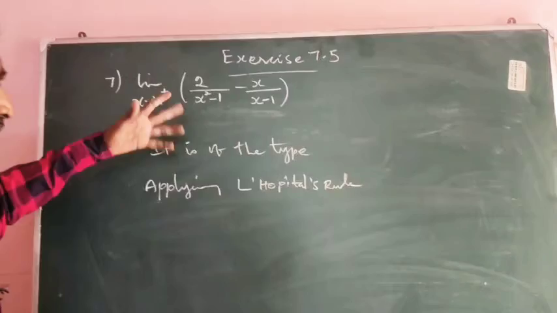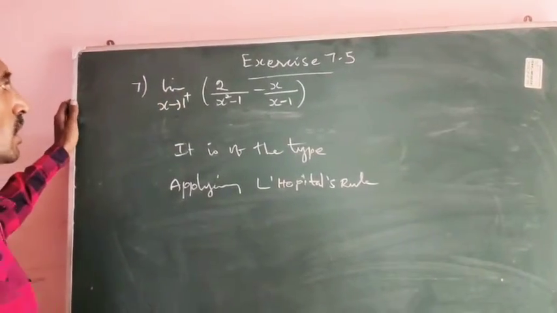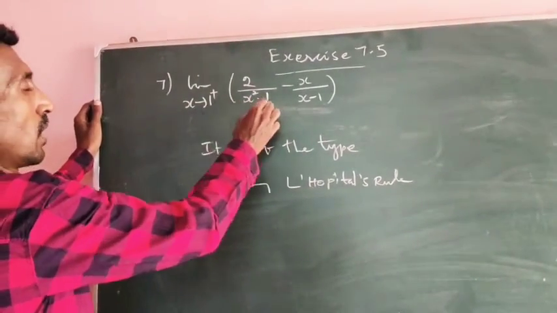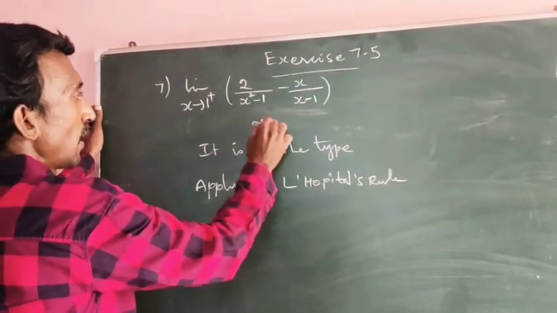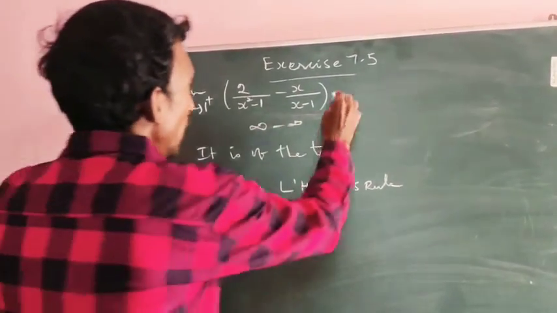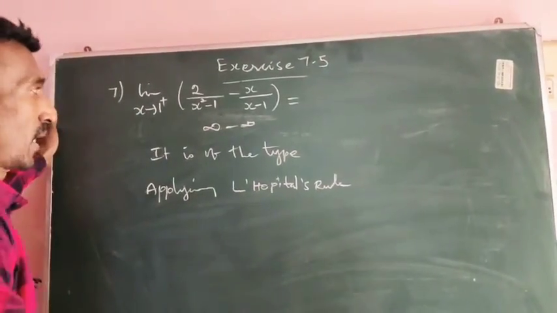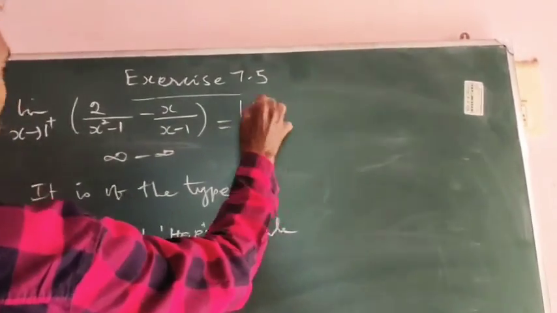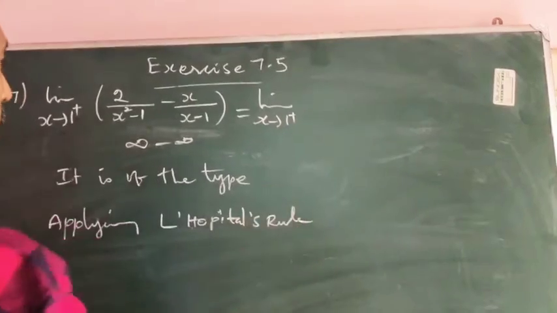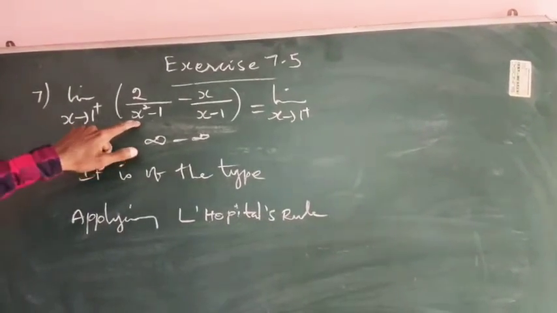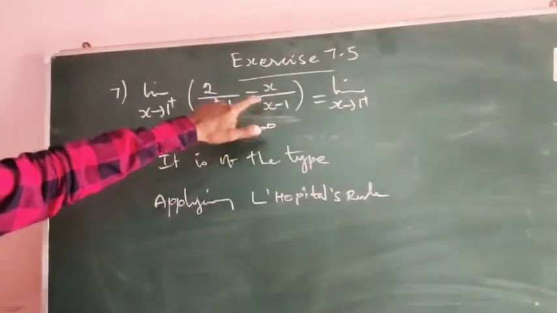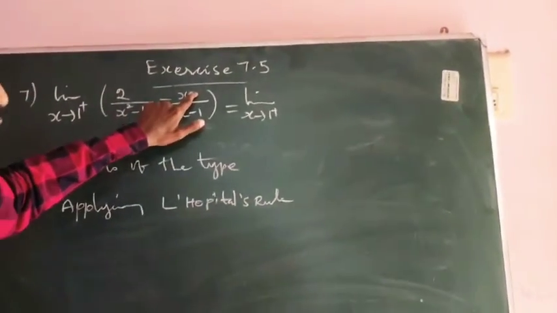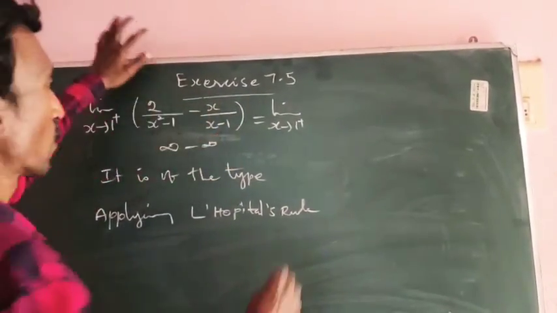So right hand limit, anyway we are going to apply x equal to 1. Suppose if we put x equal to 1, 1 minus 1 is 0, 2 by 0 is infinity. Here also it is of the type infinity minus infinity. So again take the LCM. Limit x tends to 1 plus, x square minus 1 means x plus 1 into x minus 1. Already x minus 1 is present, so multiply the numerator and denominator by x plus 1.